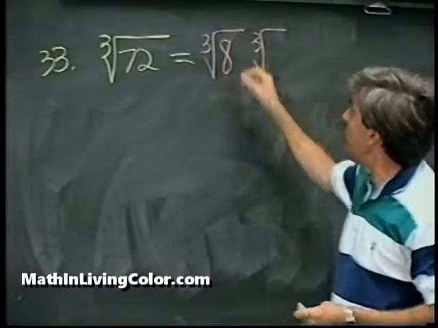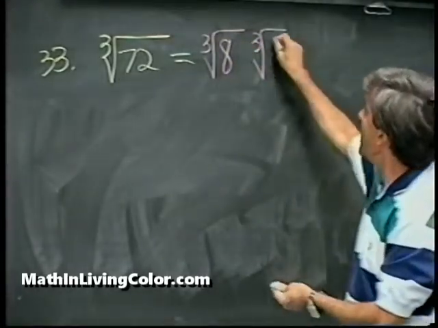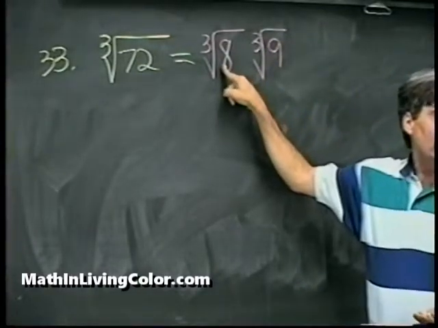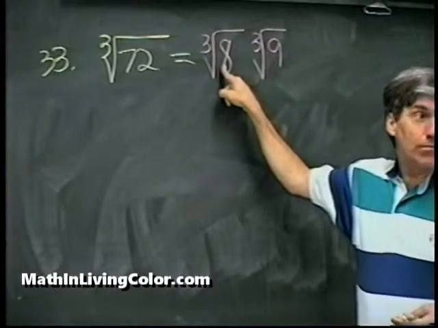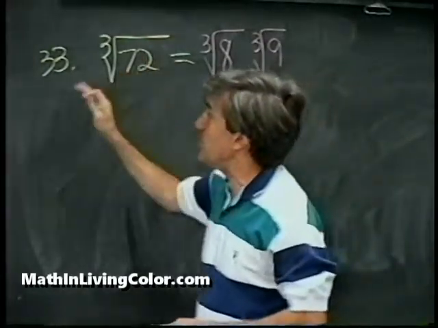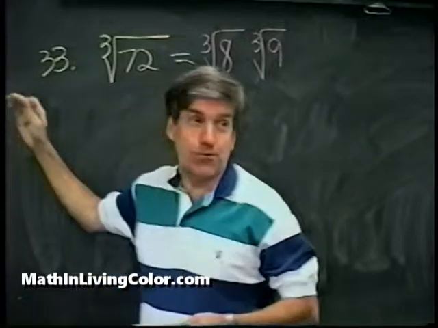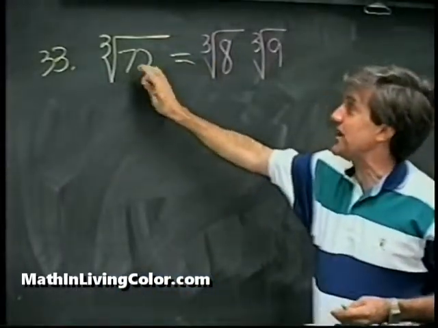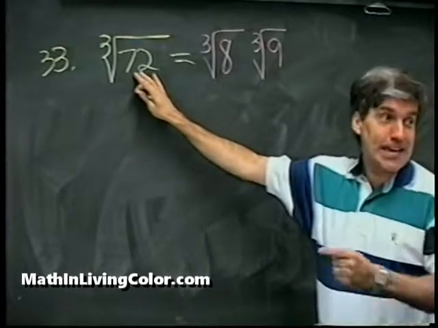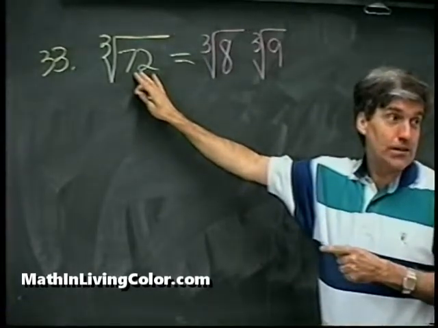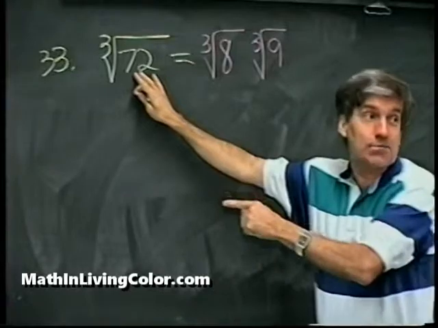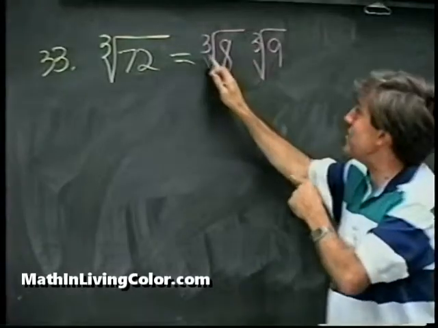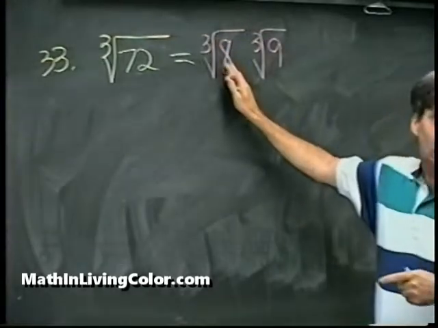8, and what would the other number be? 9. 8 times 9 would be 72, okay? You see where I got that? I'm looking for a perfect cube, which are 8, 27, 64, and 125. I want one of those numbers that divides evenly into 72. And the number is 8. 8 goes into 72, doesn't it? 8 goes into 72 how many times? 9.